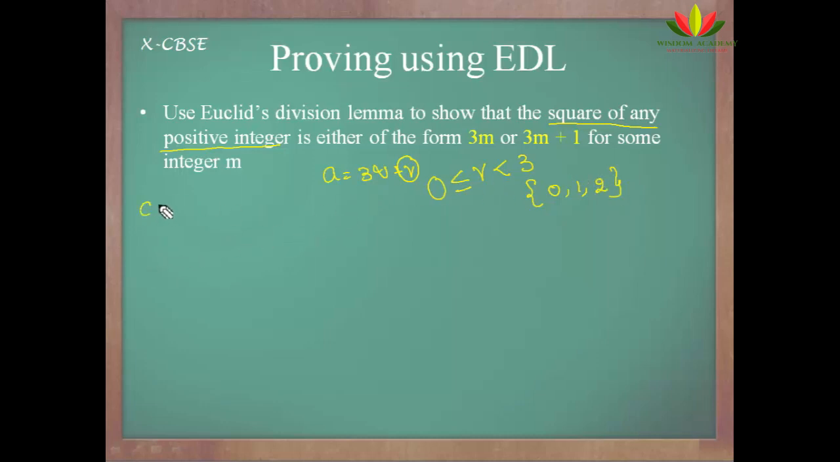I will take case 1. So case 1, I will take r is equal to 0. Since r is equal to 0, my a will become only 3q. Since they told square, I will take the square of this number. So if I take the square of this number, what will it be? 9q square, right? I can write it like 3 into 3q square.